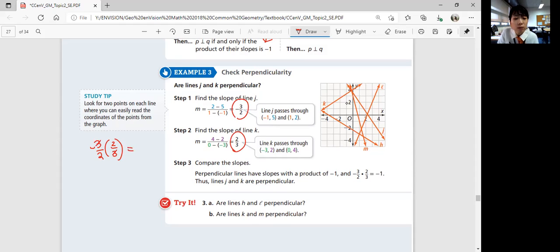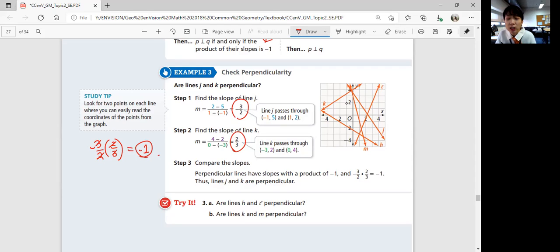If you multiply -3 over 2 and 2 over 3, you get -1. And is that what you're looking for in perpendicularity? Yes, if the product of two slopes is equal to -1, they are perpendicular. So you can justify your reasoning by showing that the product of their slopes is equal to -1. Okay, let's check triad number 3, A and B.